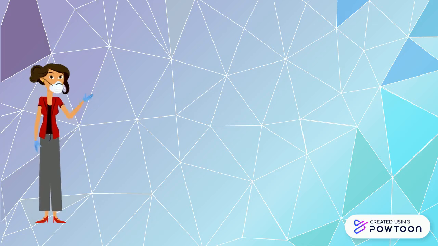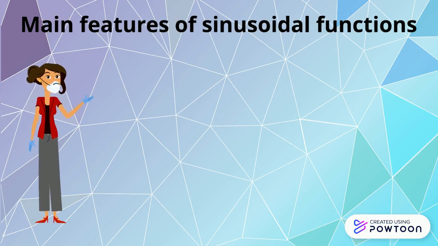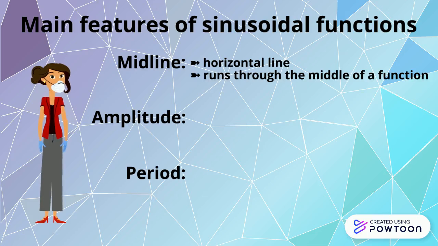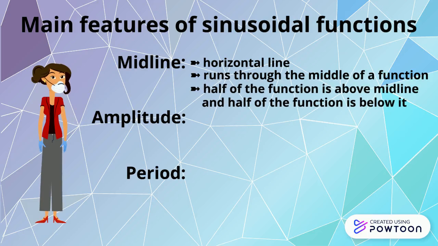What we first need to know is the main features of sinusoidal functions, which are the midline, amplitude, and period. The midline is a horizontal line that runs through the middle of a function. Usually, half of the function is above the midline and half of the function is below it.